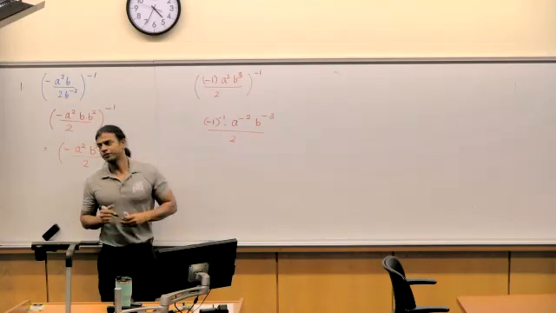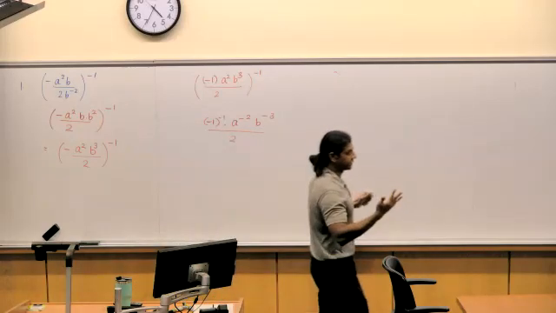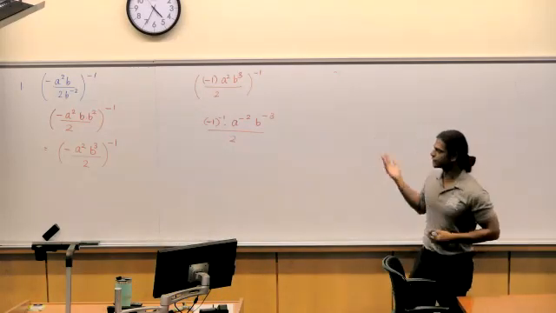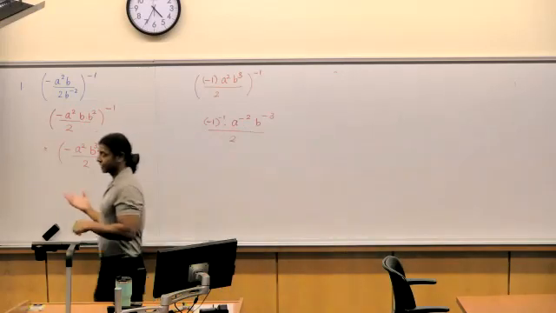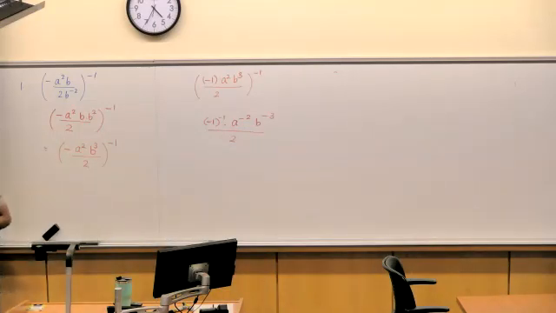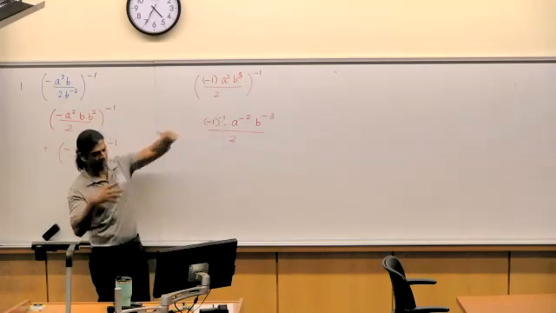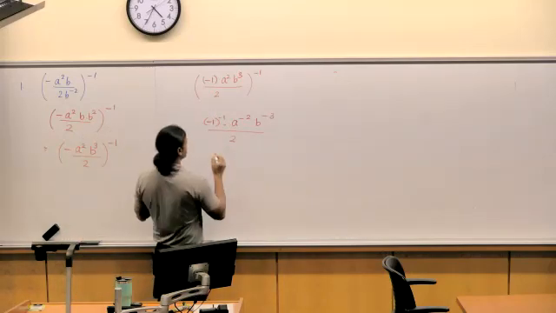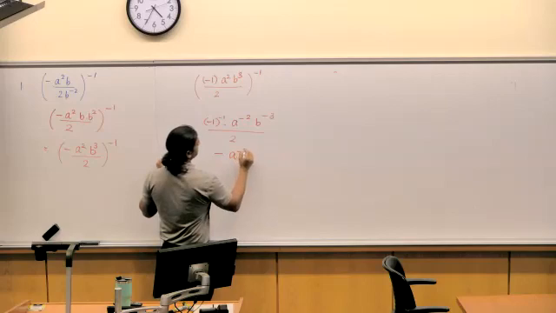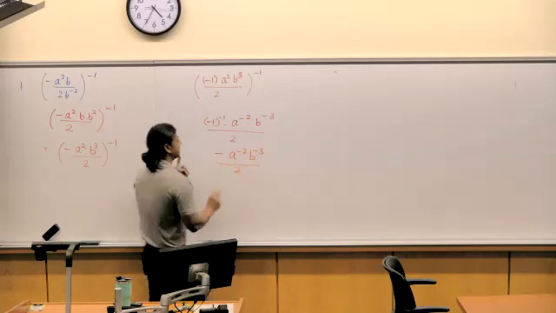Negative 1, if you raise it to an even power, the sign's going to go away. In the sense, if you square it, if you raise it to the 4th power, the negative is going to go away, you'd simply have positive. But we have an odd power, even though it's negative, doesn't matter. We have an odd power, so negative a raised negative 2, b raised negative 3 divided by 2.